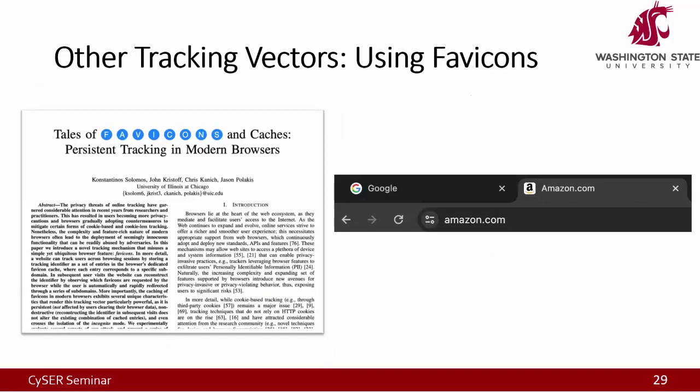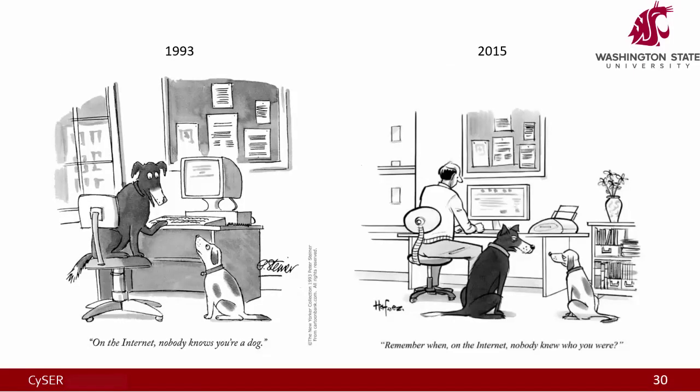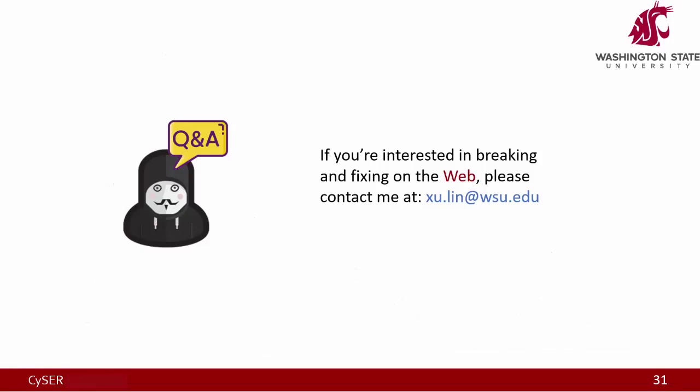And this one is webcams. We can use this small symbol on the tab to track users as well. So there are so many different ways to track users today. Okay, so in the past, no one knew who you were. Today it's different. Web tracking is everywhere and is unavoidable, whether you like it or not. So welcome to the modern web.